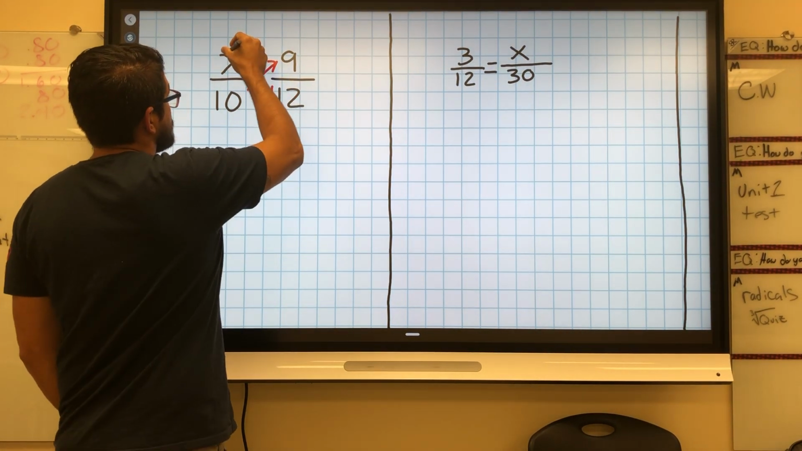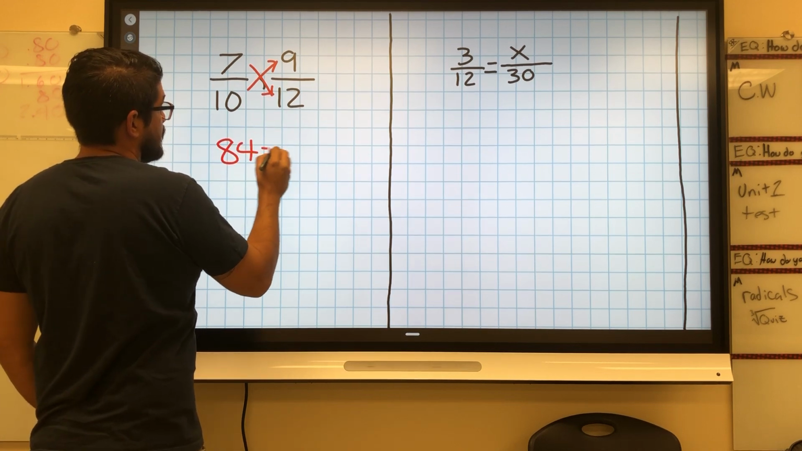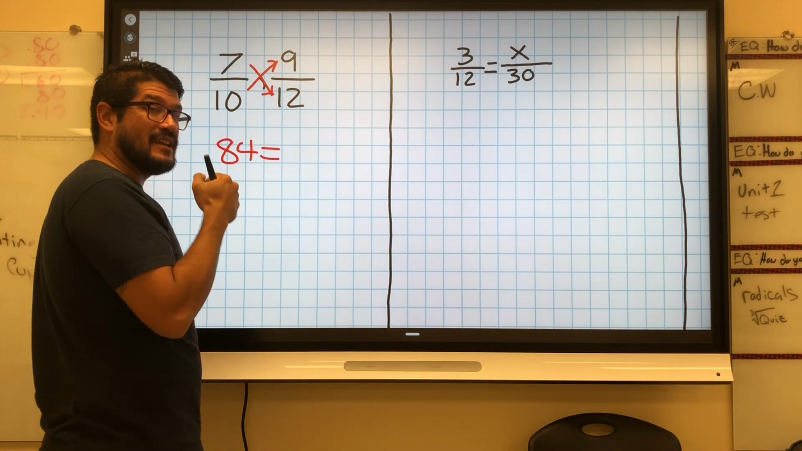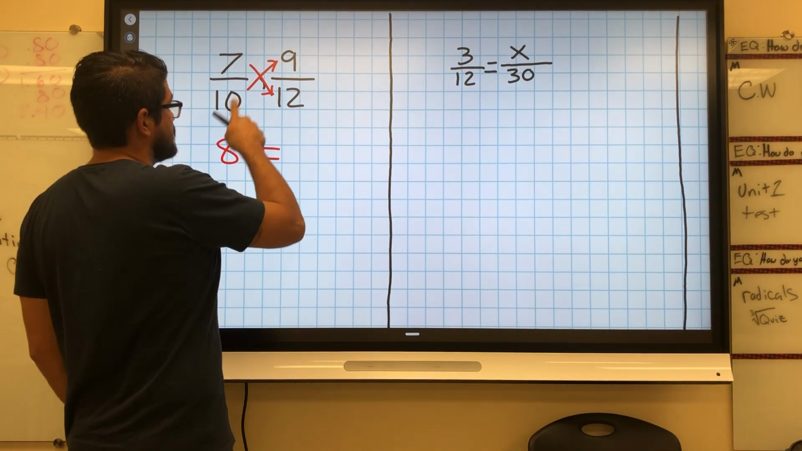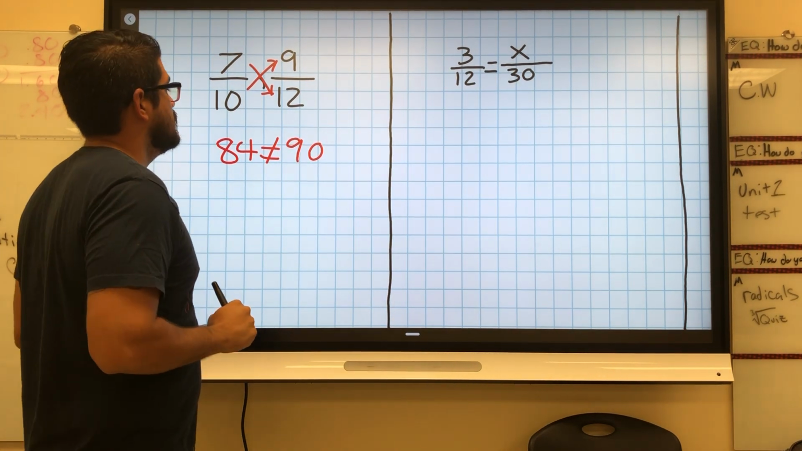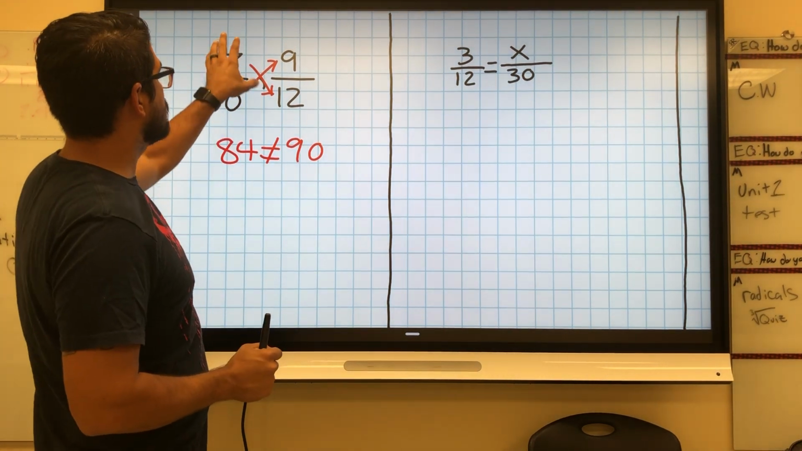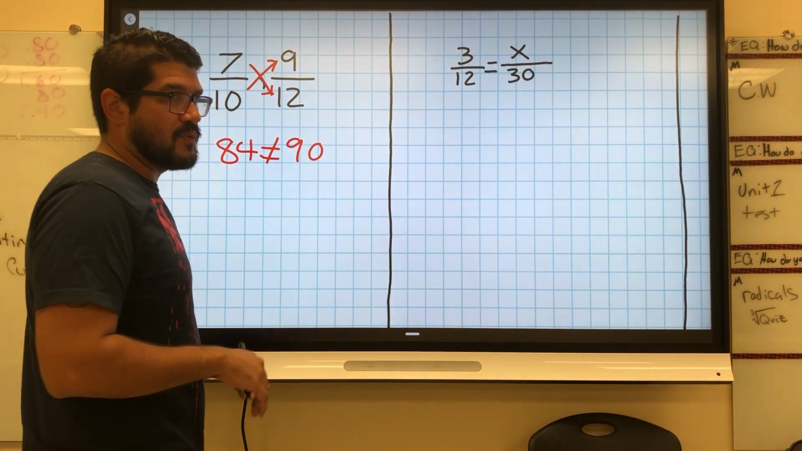Okay, so 7 times 12 is 84. Okay, 10 times 9 has to equal 84. If it does not, then they are not proportional. 10 times 9 is 90. These are not proportional. And that's it. Cross multiply, you check if the first multiplication equals the second multiplication. If they do not, then it is not proportional.